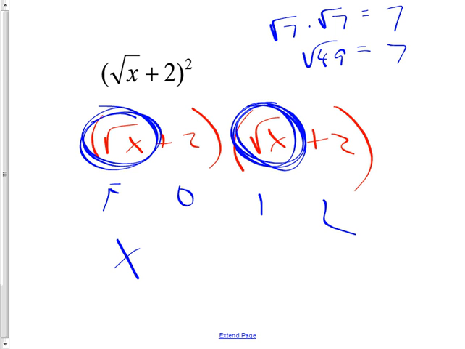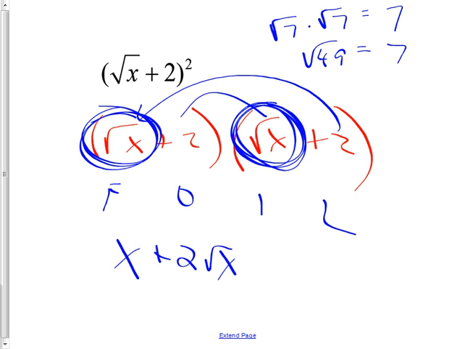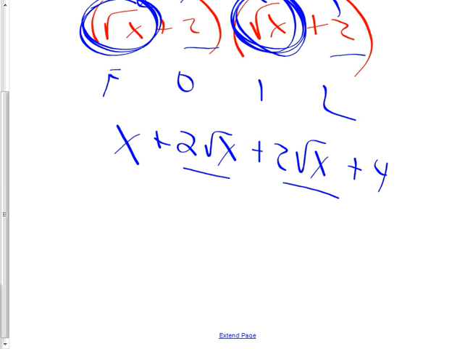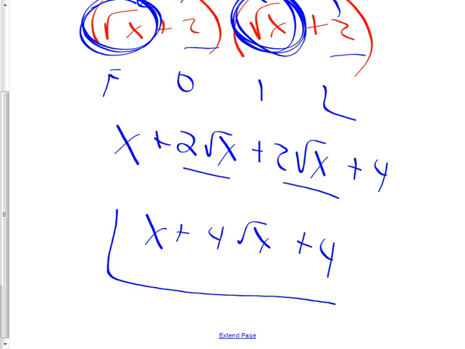And then the outsides, 2 times square root of x is 2 root x. And then the insides, this times this, plus another 2 root x. And then the lasts, that times that, 2 times 2 is 4. And can any of these like terms? Yeah, that's like that. So I can put them together and make 4x. So I got x plus 4 root x plus 4. There's your answer. Good enough.